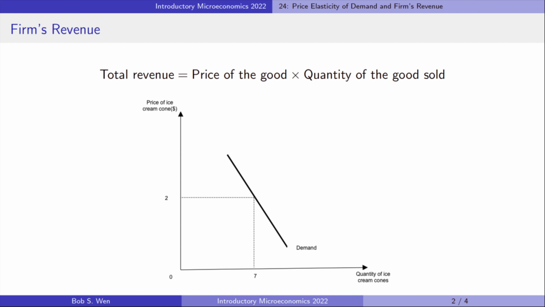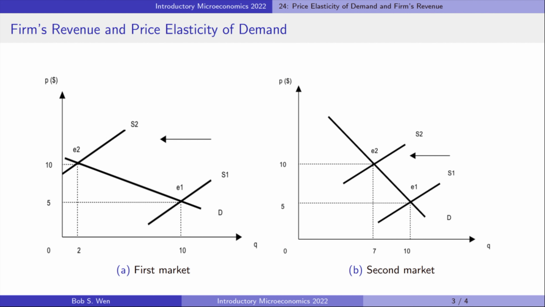Second, let's consider how revenue changes with a price change. Compare these two supply and demand diagrams. They represent two different markets. The market equilibrium moves from E1 to E2. In both markets, the price increases from $5 to $10. In both markets, the original revenue in E1 is $5 times 10, that is $50.